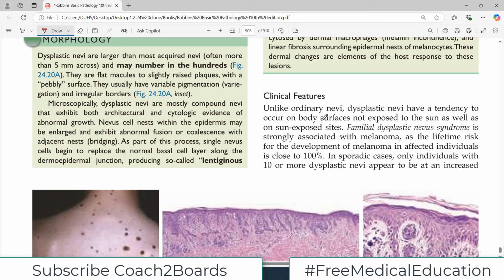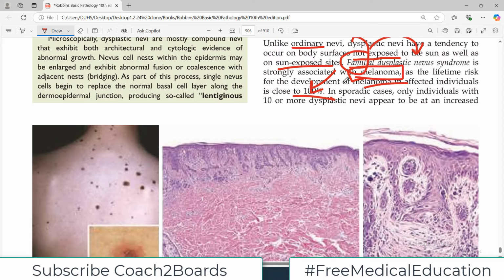Okay. So, unlike ordinary nevi, dysplastic nevi have a tendency to occur on body surfaces not exposed to sun as well as on the sun exposed side. So, sun exposure is not the prerequisite like squamous cell, basal cell. They can occur anywhere. Familial dysplastic nevus syndrome is strongly associated with melanoma, which is a serious condition, as the lifetime risk for development of melanoma in dysplastic nevi patients is very close to 100%. So if somebody has familial dysplastic nevus, then chances that they will get melanoma are nearly 100%. However, in sporadic cases, only individuals with 10 or more dysplastic nevi appear to be at increased risk.